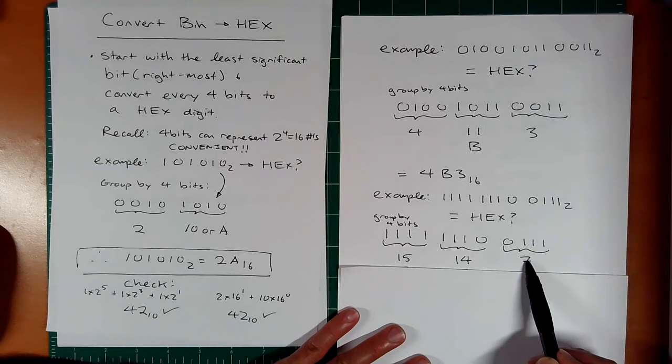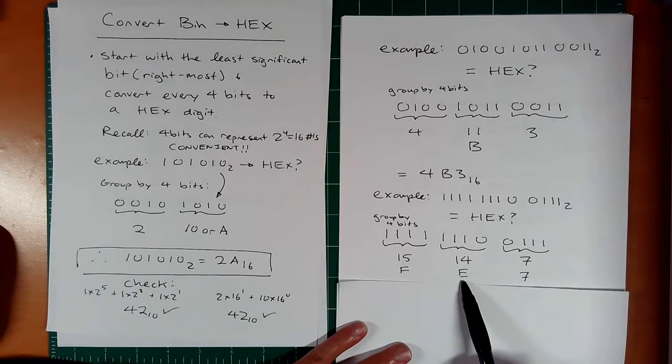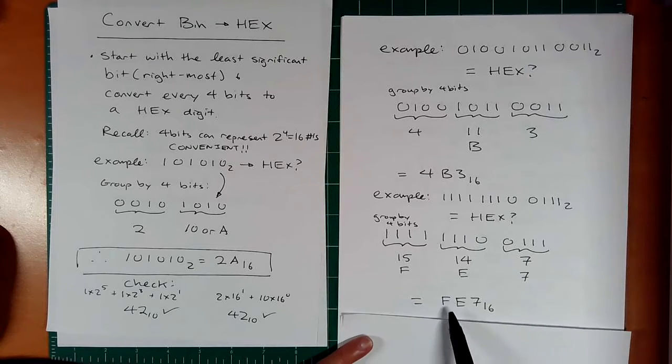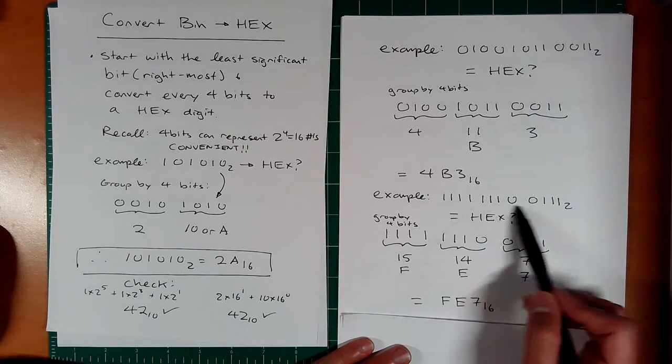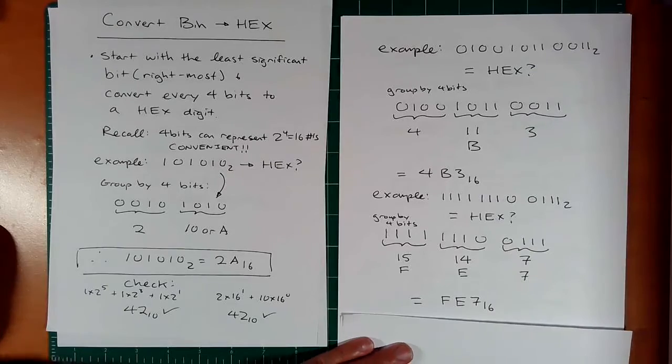7 is 7 in hex. What's 14 in hex? That should be A, B, C, D, E, F. So E, and that's F. Good. And so FE7 base 16 is the same as this binary number. Really couldn't get much easier than that, right?